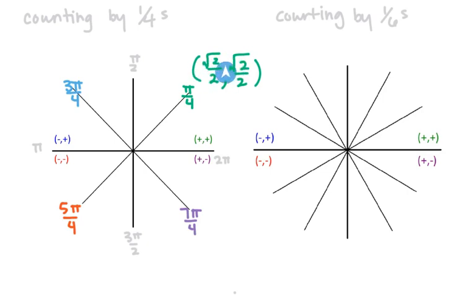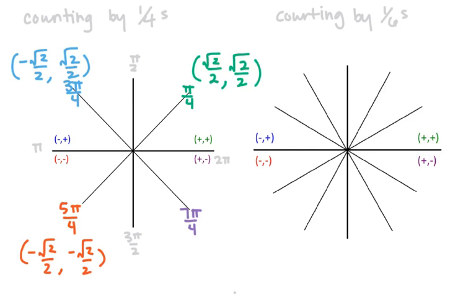What happens when I take that root 2 over 2 and I reflect it into quadrant 2? Well, you'll notice the x value becomes negative and the y value becomes positive, or remains positive. So I've got negative root 2 over 2 and positive root 2 over 2. Reflecting that down, at 5 pi over 4, both of those would be negative. So I'll get negative root 2 over 2 twice.